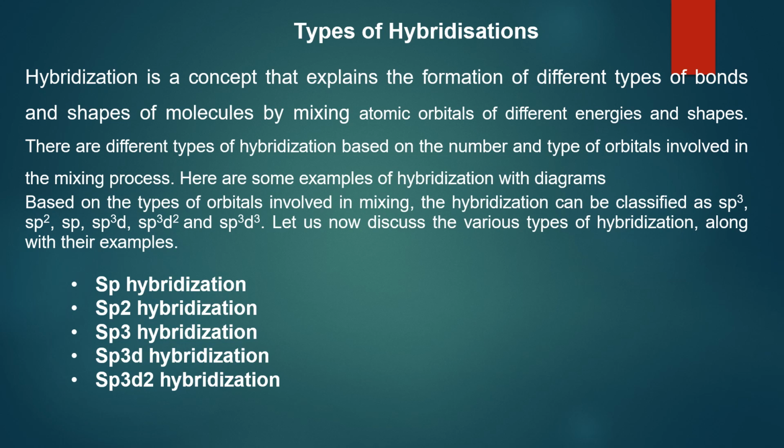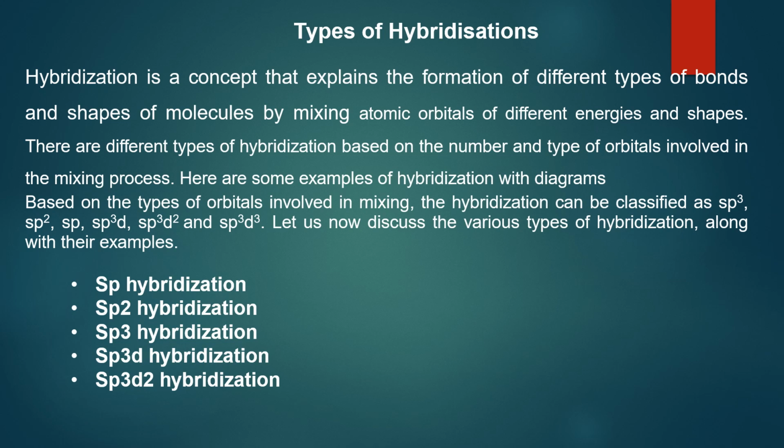We can watch the different types of hybridizations. Hybridization is a concept that explains the formation of different types of bonds and shapes of molecules by mixing atomic orbitals of different energies and shapes. There are different types of hybridization based on the number and type of orbitals involved in the mixing process. Here are some examples of hybridization with the diagrams.